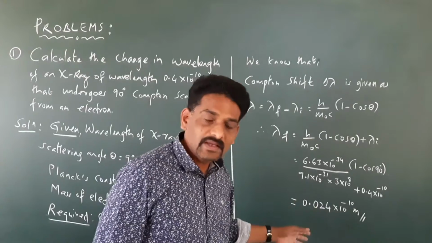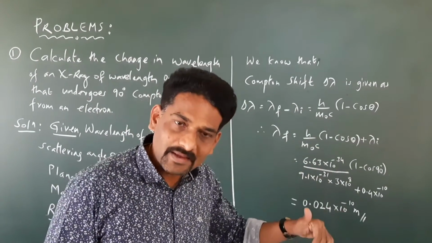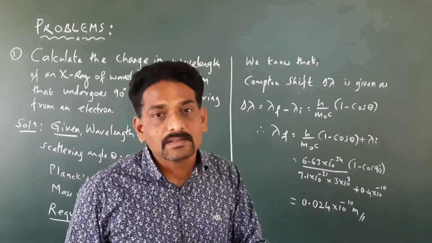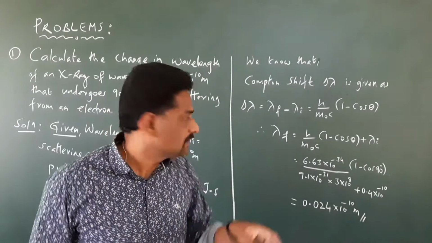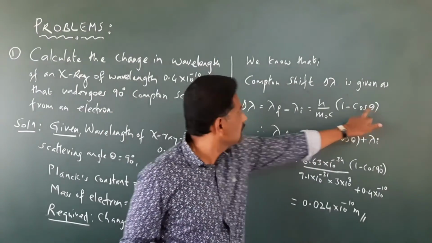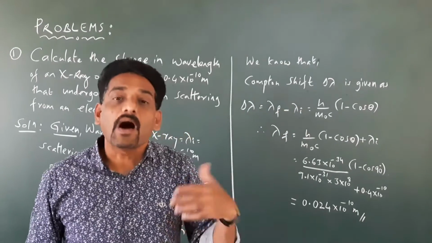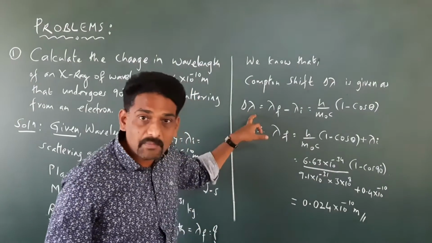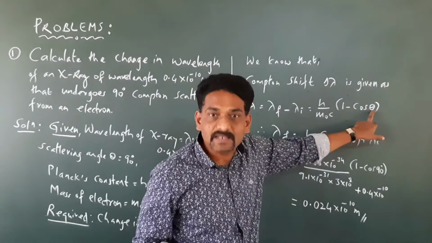In this way, they may ask you to calculate the value of lambda i by giving lambda f and theta, or they may ask you to calculate the value of theta by giving lambda f and lambda i, or directly they may ask you to calculate the value of delta lambda, that is Compton shift, by giving the value of theta.